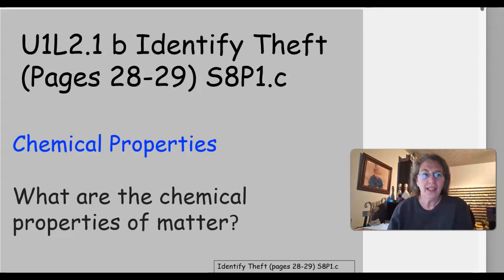Unit 1, Lesson 2.1b, Identity Theft. We're going to talk about chemical properties of matter. So we are on pages 28 and 29 of your guided notes, which are your textbook pages.